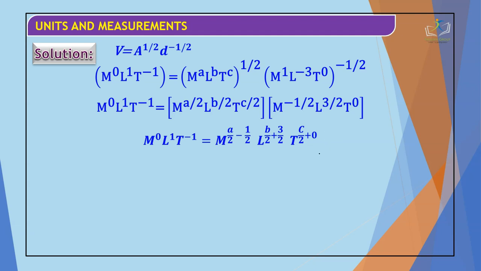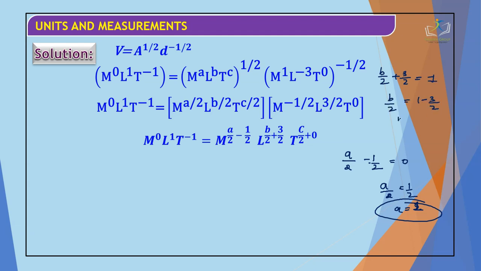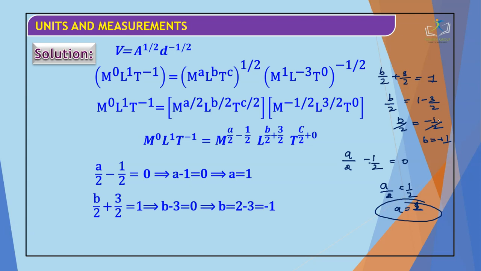So what we are doing is comparing this term. So a by 2 minus 1 by 2 is equal to 0. So a by 2 is equal to 1 by 2, and we get that a is equal to 1. Similarly, b by 2 plus 3 by 2 is equal to 1. So b by 2 is equal to 1 minus 3 by 2, which is minus half. B is equal to minus 1. Clear? Similarly, we will do it with c also and got a is equal to 1, b, as I solved, minus 1, and similarly for c, minus 2.